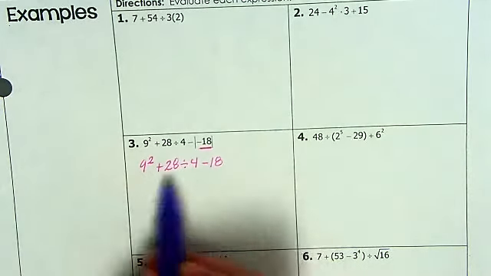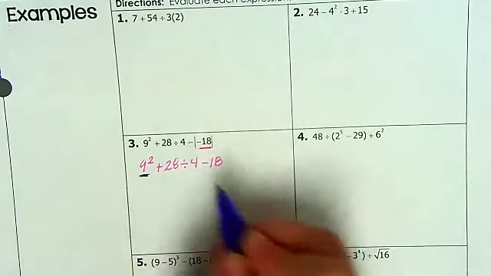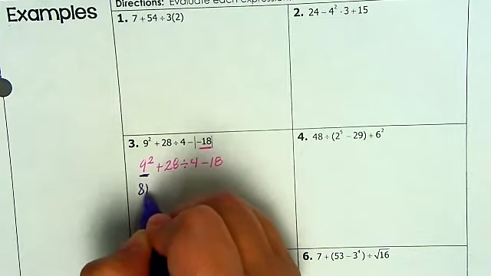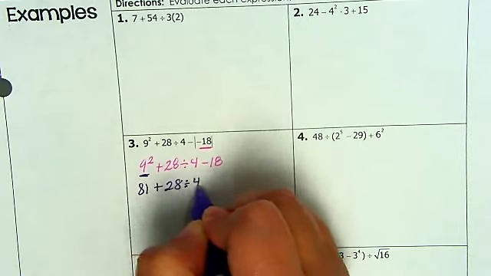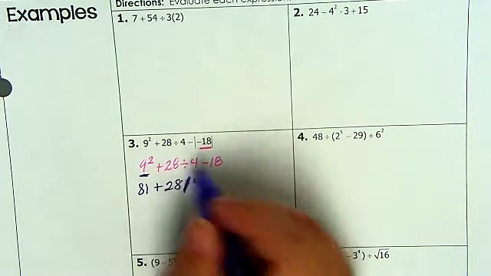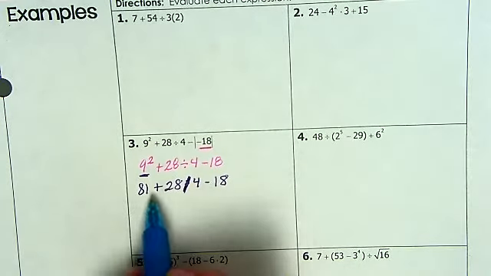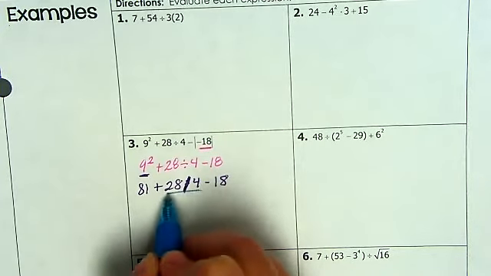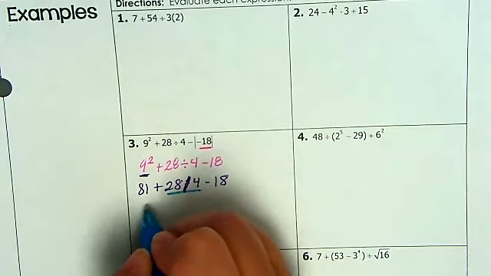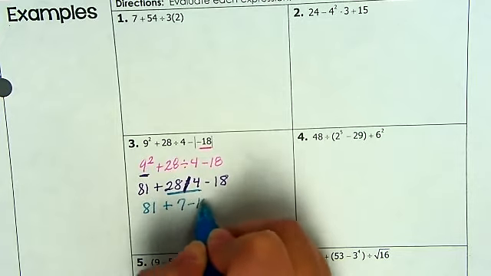Next step. No more grouping symbols, so now I look for exponents, and there's an exponent right here, so I'm going to do 9 squared, which is 81 plus 28 divided by 4, and I much prefer to use the fraction bar versus the division symbol, minus 18. And next I'm looking to see, okay, no exponents. No, I'm looking for multiplication or division, which there is. There's division right here. So that's what I'm doing next. So I'm going to underline that. So I'm bringing down everything else. And I have 81 plus 28 divided by 4 is 7 minus 18.